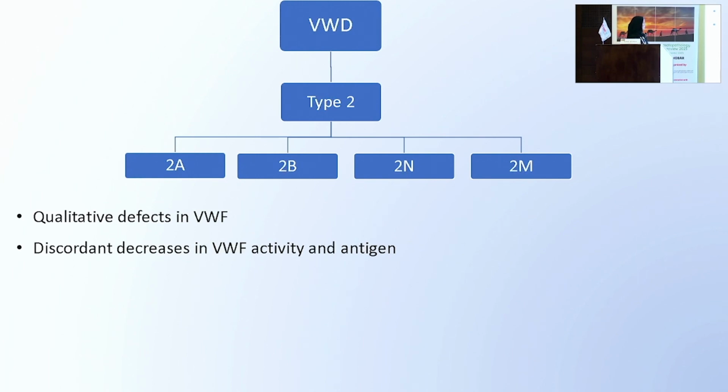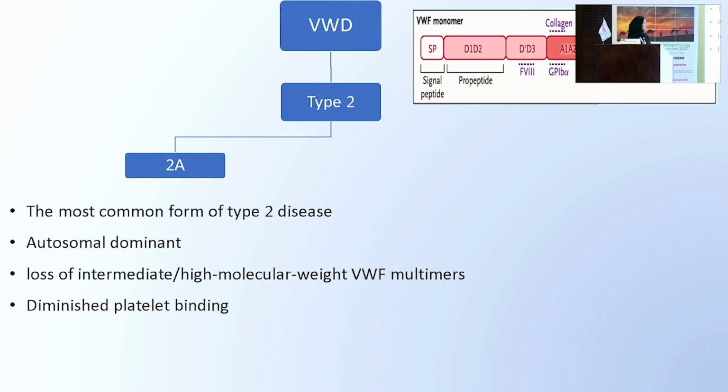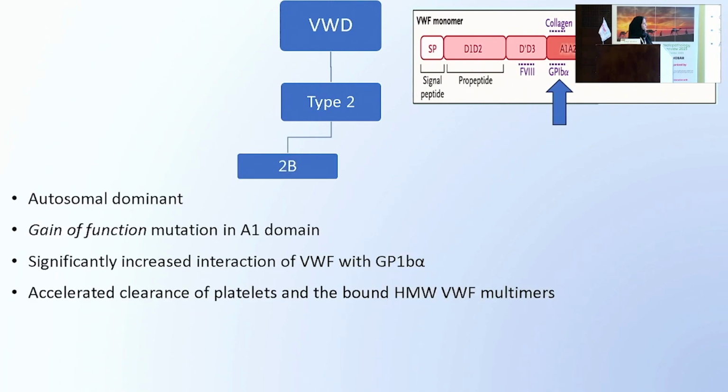Now, type 2 is the qualitative defects in von Willebrand factor, where there is discordant decrease between the activity and antigen. Type 2A is the most common form of type 2, and it's an autosomal dominant disease that results in loss of intermediate and high molecular weight multimers. And again, these are the most hemostatically potent factor. And this results in diminished platelet binding.